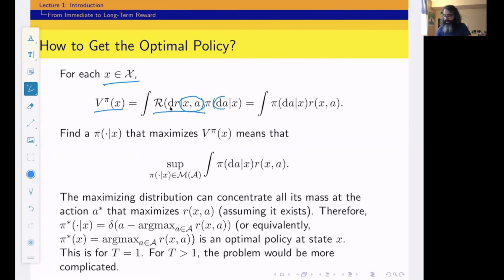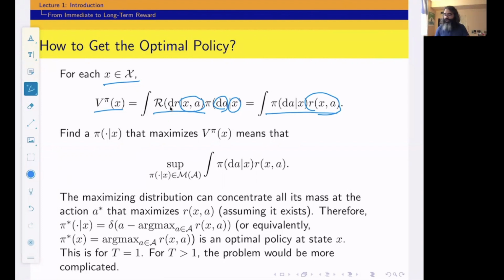So the action is selected this way, and this is the states. And this would be the same as, if we take the expectation, the expectation of the expected reward. So this was the expectation of reward conditioned on x and a, taken according to policy pi. So this is v of pi.